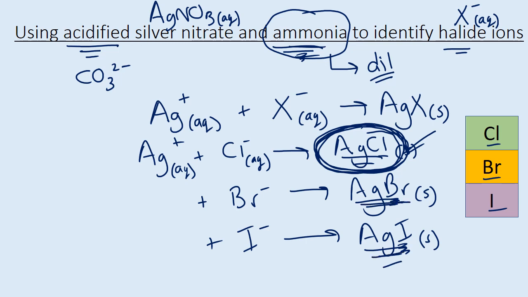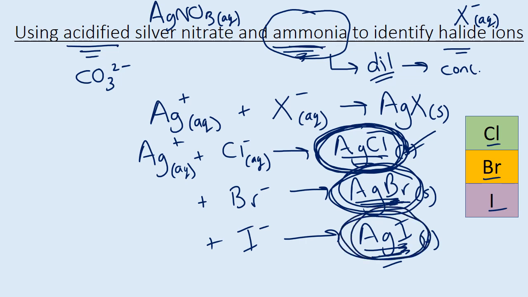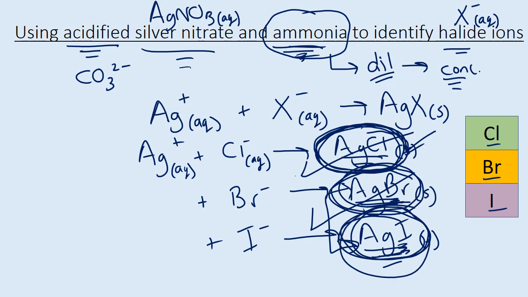So the next thing you do is you then add concentrated ammonia. And if it dissolves, that means it was bromide. If it doesn't dissolve, that means it was iodide. So it's kind of like your secondary check. You add the silver nitrate to get a precipitate. If you get your precipitate white, cream, yellow, you can then confirm that precipitate by using ammonia. If you add dilute ammonia and it disappears, that means it's this one. If it doesn't disappear, it's one of these two. And if you then add concentrated ammonia and it disappears, it's bromide. If it doesn't disappear, it's iodide.